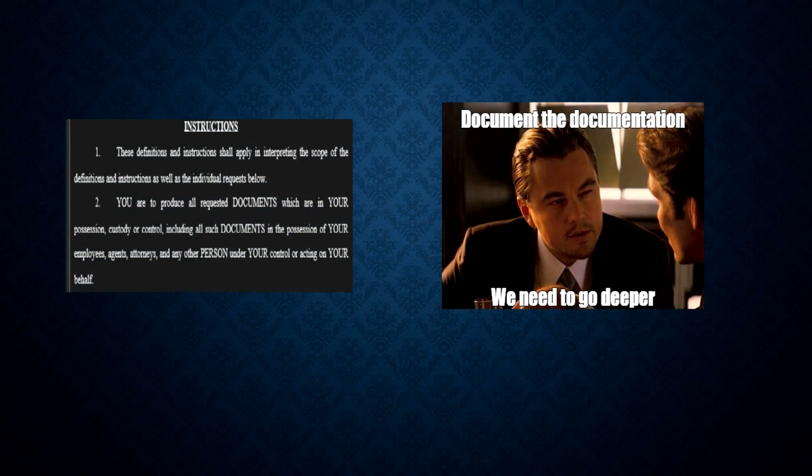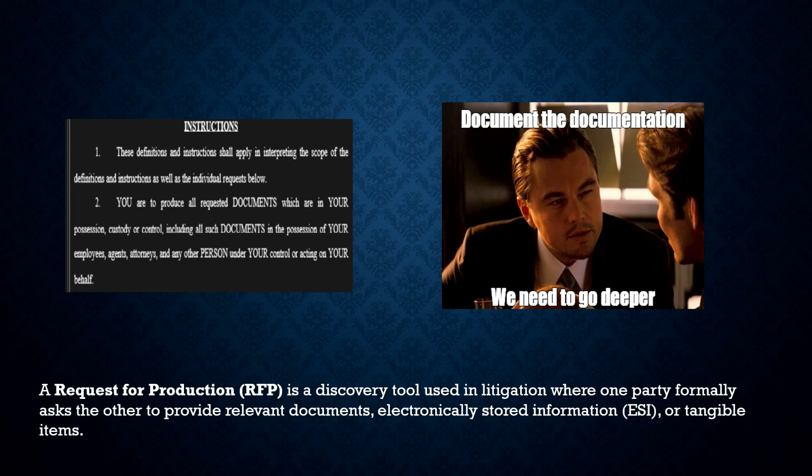So the first example is a request for production. A request for production is a discovery tool used in litigation where one party formally asks the other to provide relevant documents, electronically stored information, or tangible items. The goal is to obtain materials that may support or challenge claims, clarify facts, or aid in resolving the dispute.